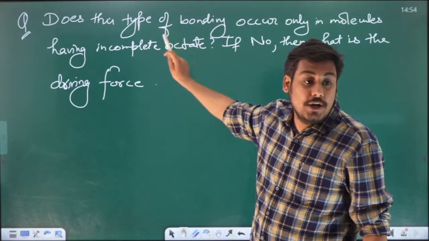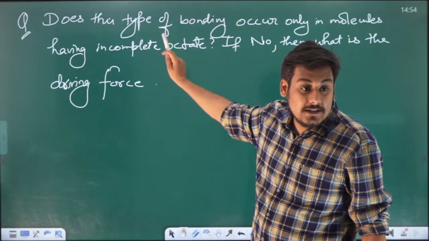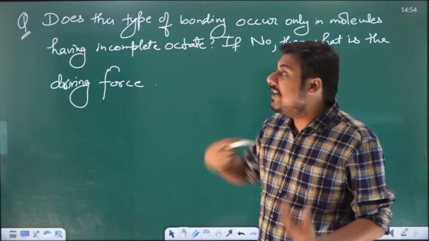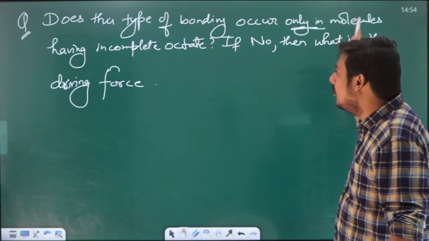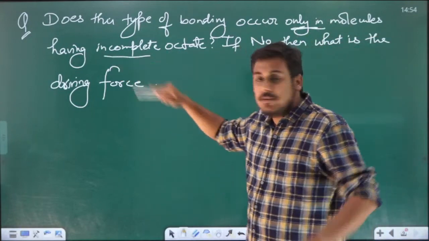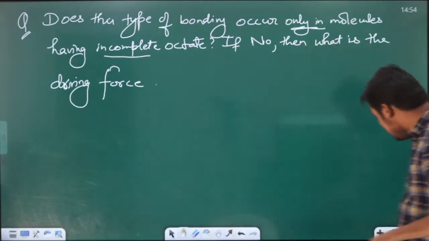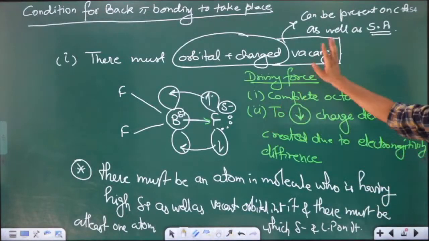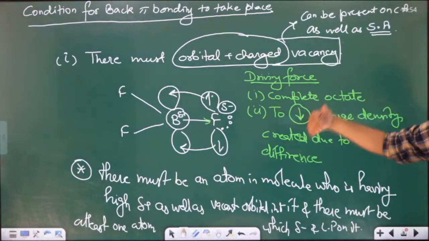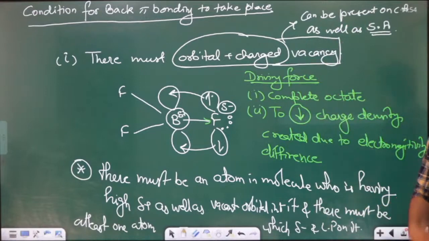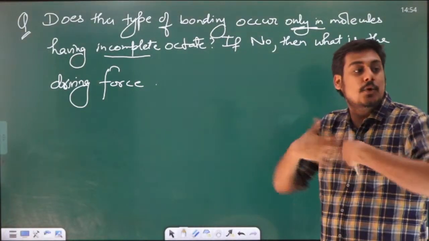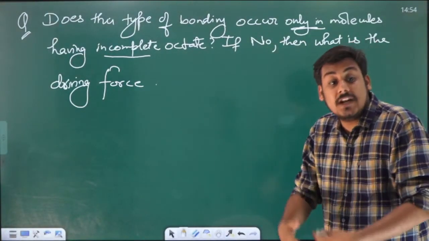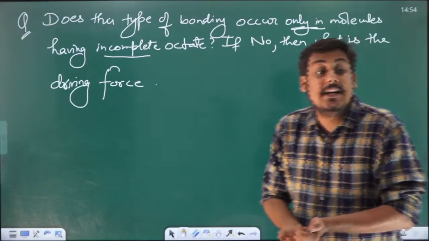Does this type of bonding occur only in molecules having an incomplete octet? For molecules having incomplete octet and differences in electronegativity, we know that this bonding occurs. That is what I told you right now. But I am asking that if there is a complete octet, can such bonding occur there also? And if it occurs, then why does it occur? What is the reason behind it?